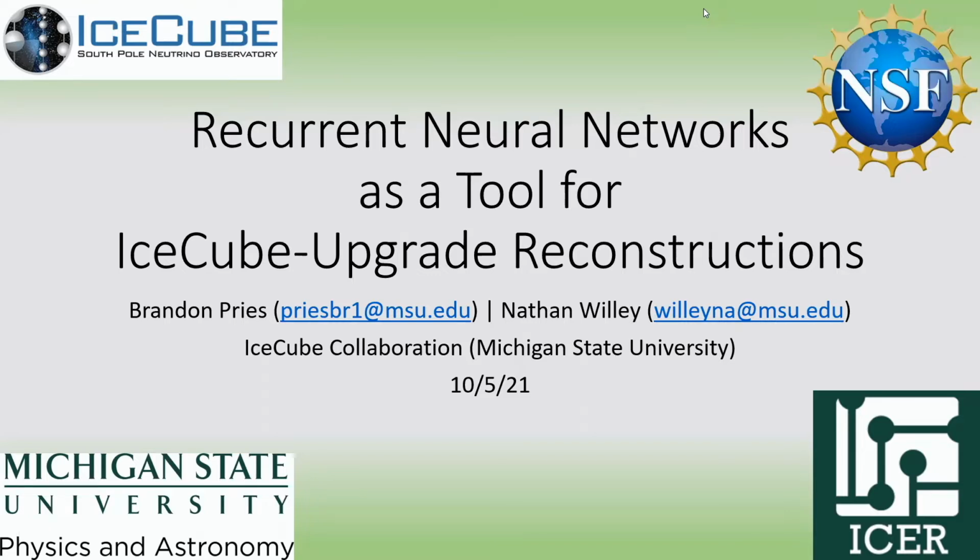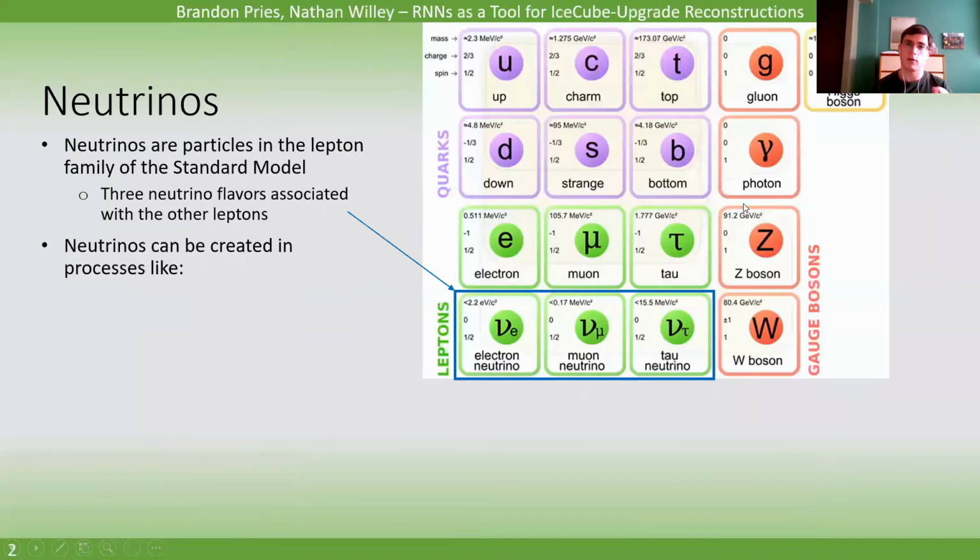Okay, all right, so today Nathan and I are going to be talking about using recurrent neural networks as a tool for IceCube-Upgrade reconstructions. To start out, we need to start with neutrinos. These are particles, they are leptons as part of the standard model. There are 3 different flavors of neutrinos associated with the other 3 leptons: electrons, muons, and taus.